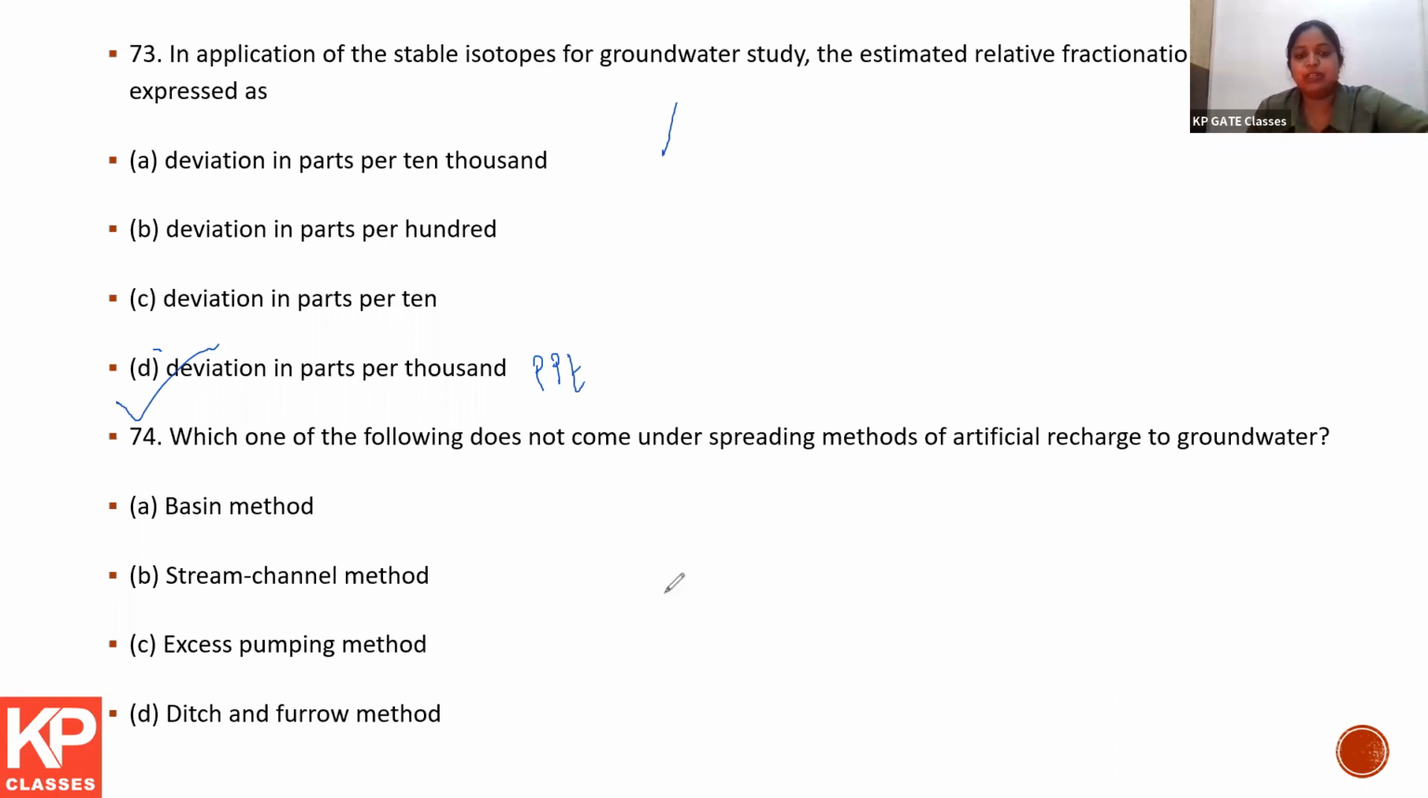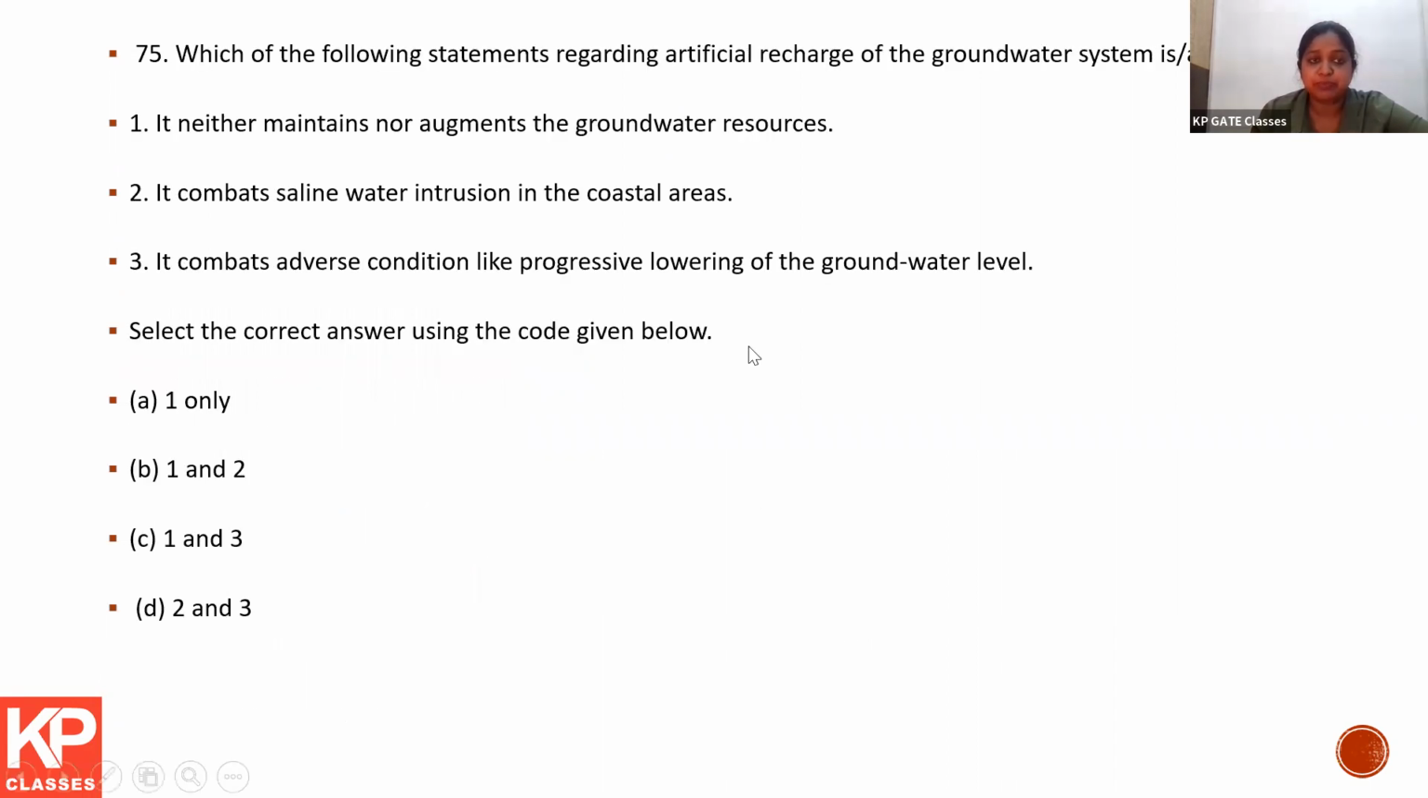Now, which one of the following does not come under spreading methods of artificial recharge to groundwater? So here, which one is not coming under? Basin method is a spreading method. Stream channeling, the channel method, is also a spreading method. Ditch and furrow is also a spreading method. Excess pumping method is the one which is not coming under the spreading methods of artificial recharge.